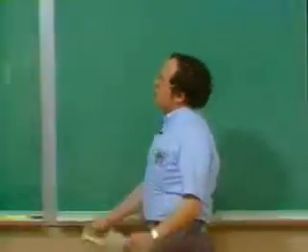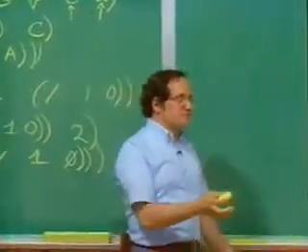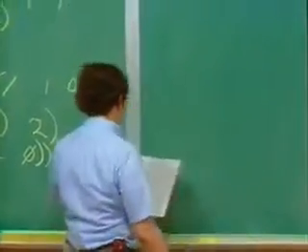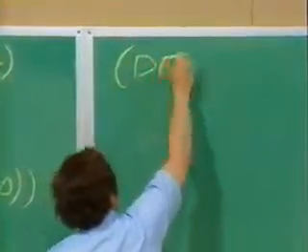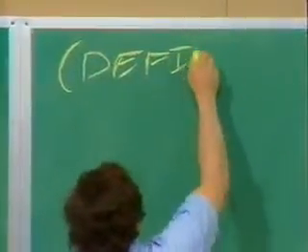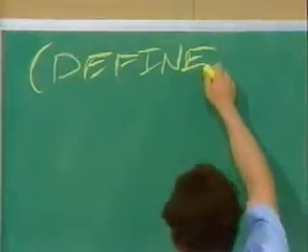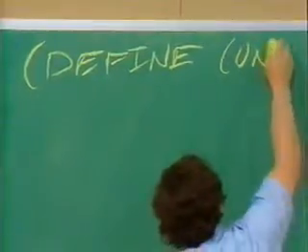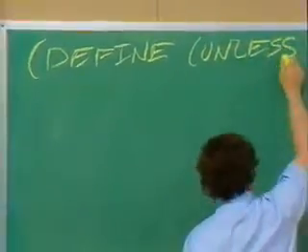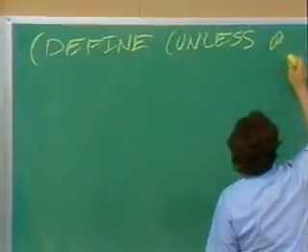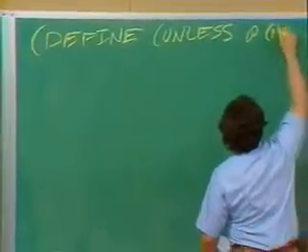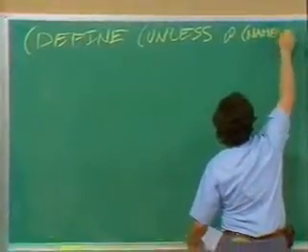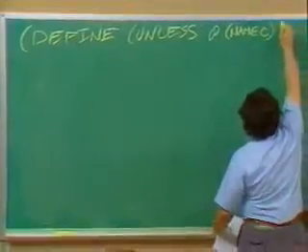So here I'm going to build a kludge. So we're going to define unless of a predicate, and I'm going to call these by name, the consequent, and name the alternative.